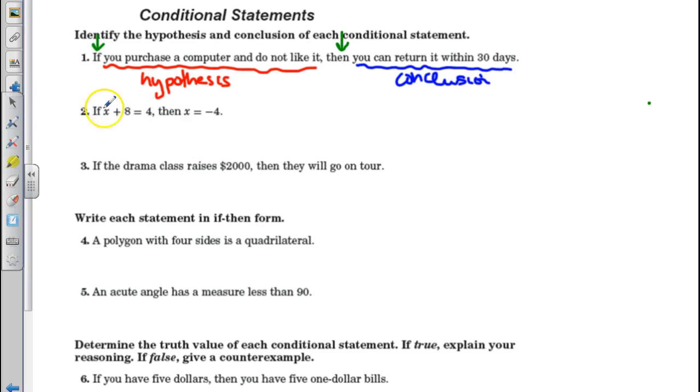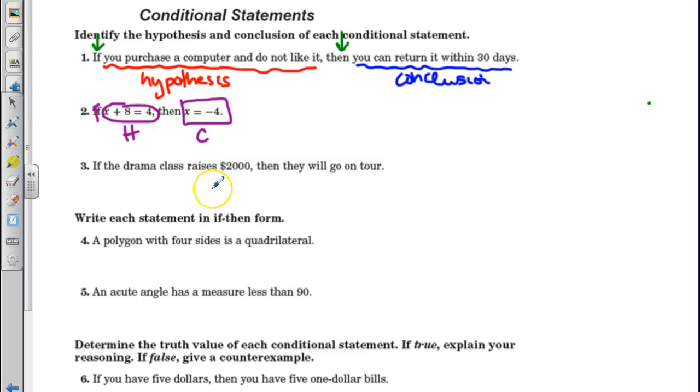All right, so the hypothesis is x plus 8 equals 4. Notice I did not circle the if. That's just the word that clues me to where the hypothesis is. And then the conclusion follows then. So if x plus 8 equals 4, then x equals negative 4. So this is my conclusion.